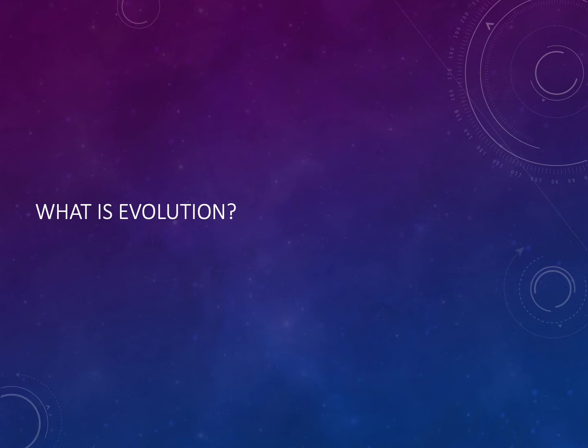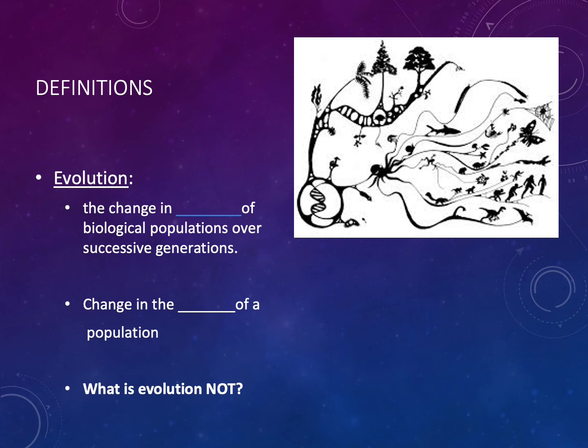So our first question is, what is evolution? Evolution is the change in inherited characteristics of biological populations over successive generations. Basically, this is the change in genetic structure of a population.